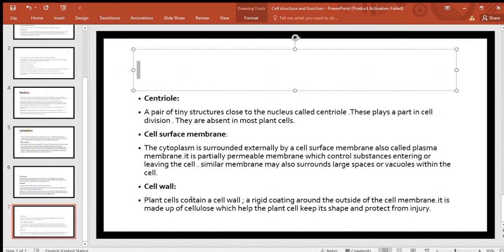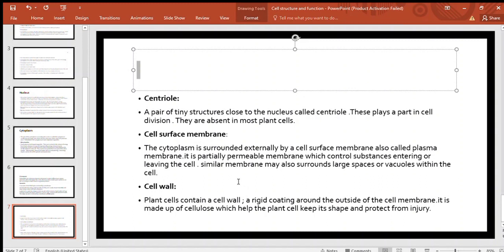Next is the cell wall. Plant cells contain a cell wall. It is absent in animal cells. It is a rigid coating around the outside of the cell membrane. It is made up of cellulose, which helps the plant cell keep its shape and protects it from injury. Basically, we started with the nucleus and then moved toward the cell wall. These are the organelles that are mentioned in your syllabus.